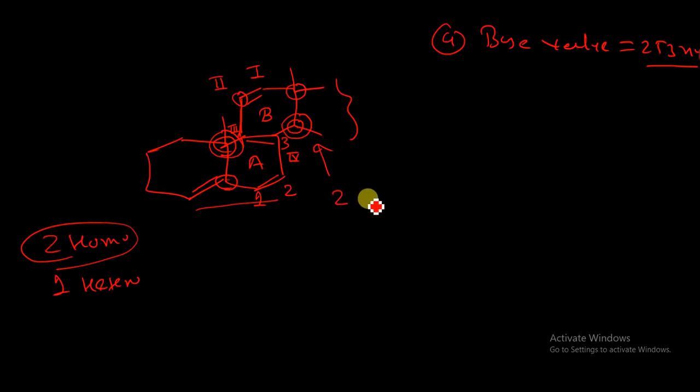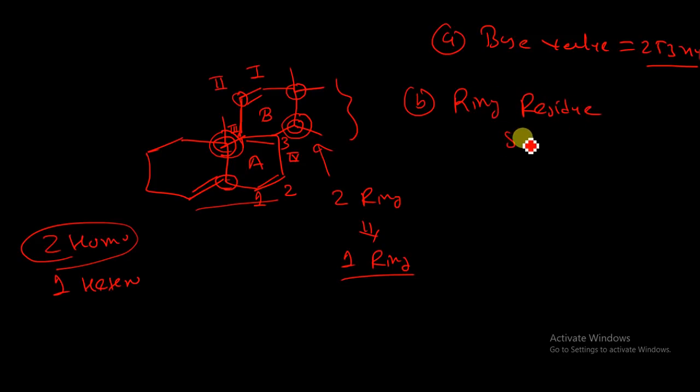Here there are two ring residues, but I have to take one ring residue. So there will be 1, 2, 3, 4 and 5. So there will be a total of 5 ring residues present in this structure. So for the ring residues, there will be 5, so I have to add 25 nanometer.